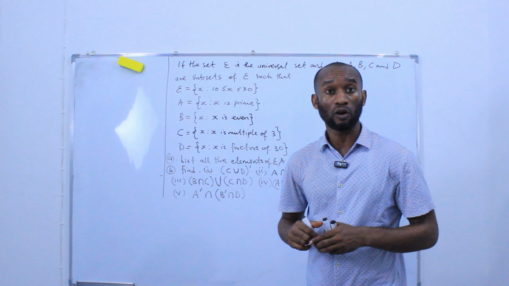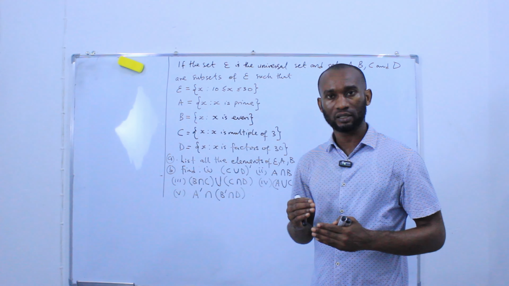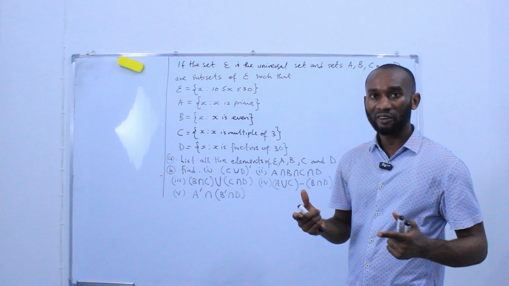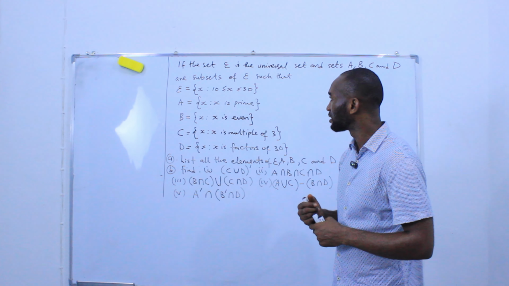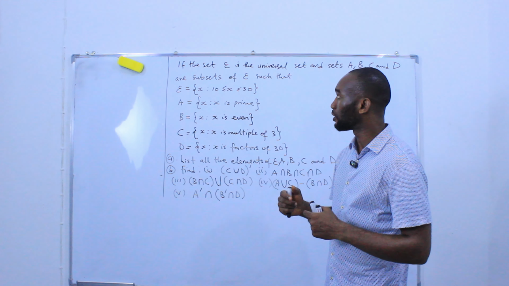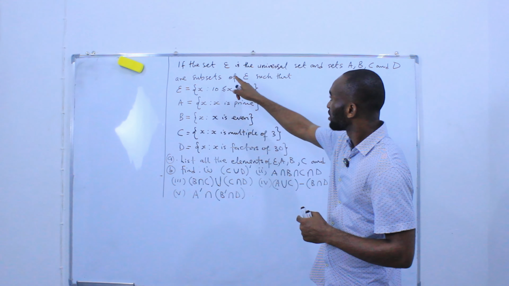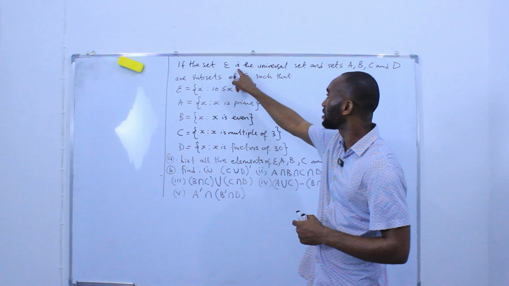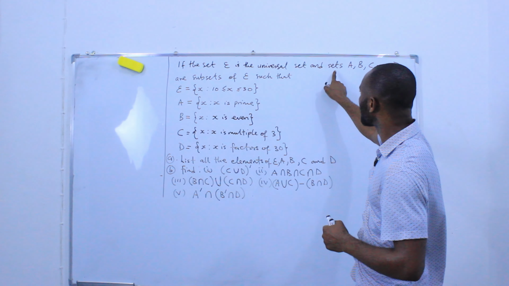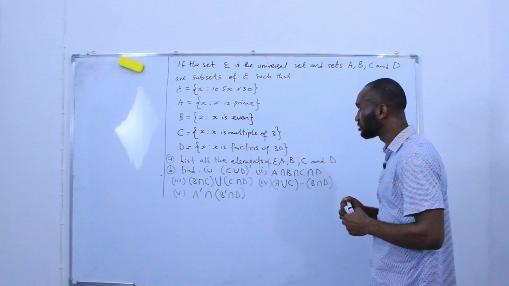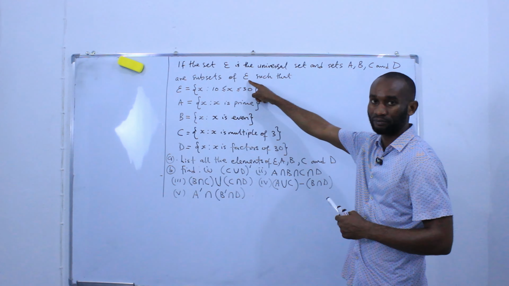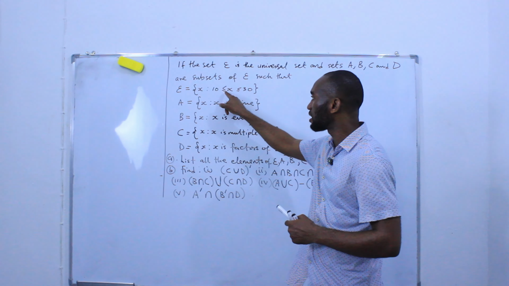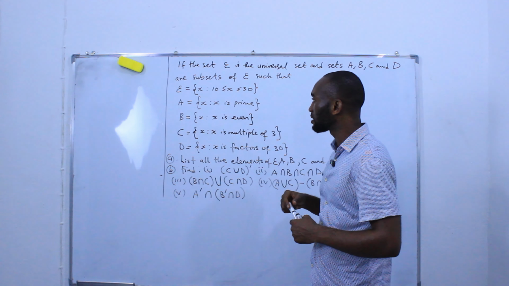Good day, my audience. Well, we are going to look at a question under set theory. We have one question here on the board. Let's read the question. It says, if sets epsilon, that set, let's call it E or epsilon, is the universal set, and sets A, B, C, D are subsets of E, such that E is equal to X, such that 10 is less than or equal to X, less than or equal to 30.